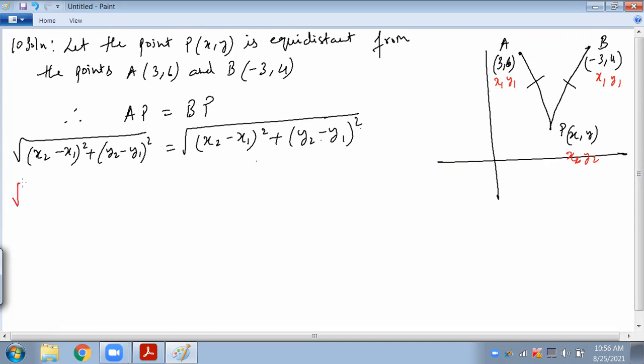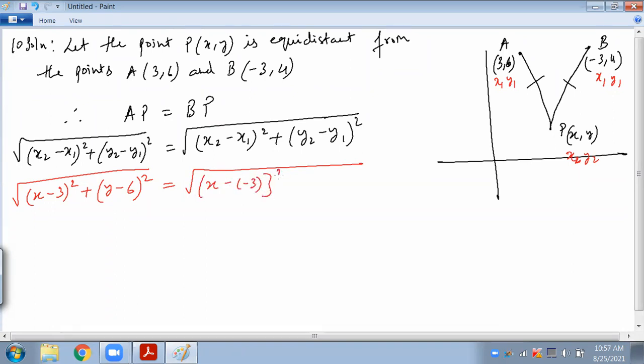Now look and put the values. x2 minus x1 is how much? x minus 3, plus y2 minus y1 is how much? y minus 6. Then look, this right part is for BP. Look at B and P and put the values. x2 minus x1 is what? x minus (minus 3), plus y2 minus y1 is how much? y minus 4.